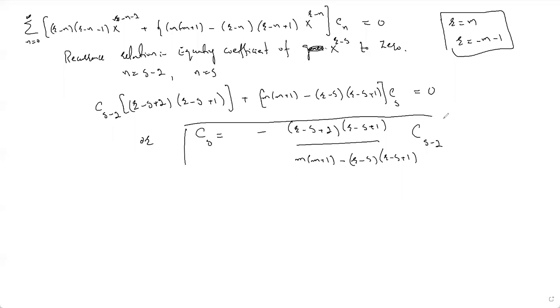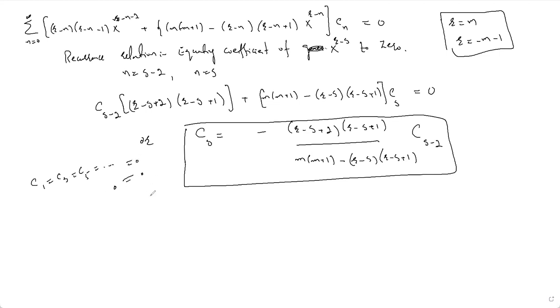Now I will substitute the different values of r to find the coefficients. You have to remember this equation, so I have taken it here, and then I divide by this term. Now C1 is equal to C3 is equal to C5 and so on, all equal to 0, because we already obtained that. Now we need to find only C0, which can be obtained by substituting the values of r.